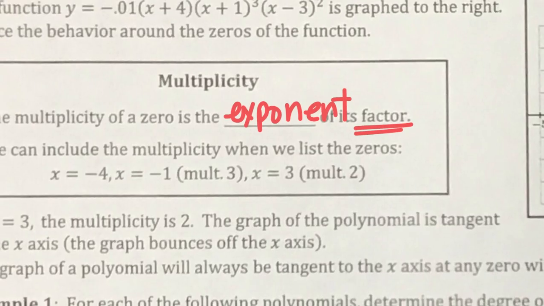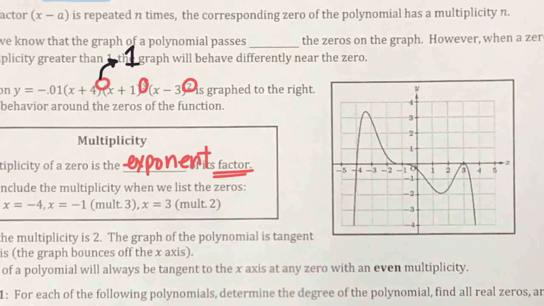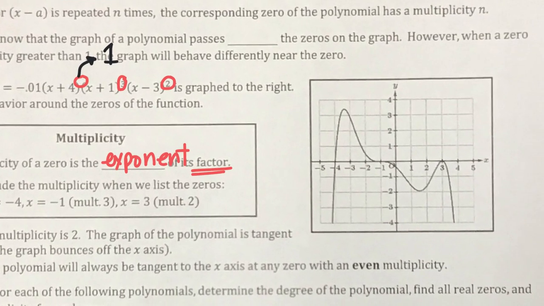So we're looking up here when we're looking at multiplicities. And if we don't see one, like on that first factor of x plus 4, we don't see a multiplicity, which means it has a multiplicity of 1. If it doesn't have a power, then that means it has a multiplicity of 1. So at -4, yes, the graph crosses. The graph crosses at -4. It has a multiplicity of 1.